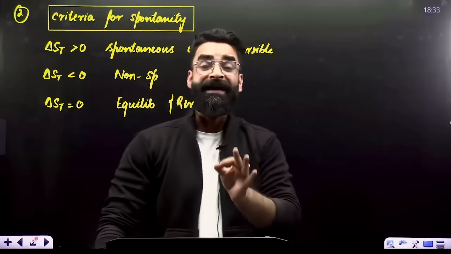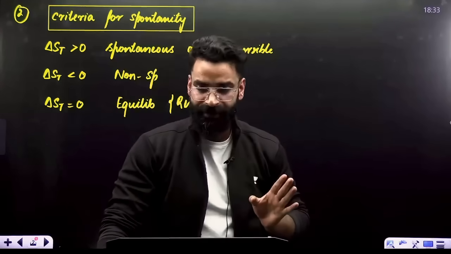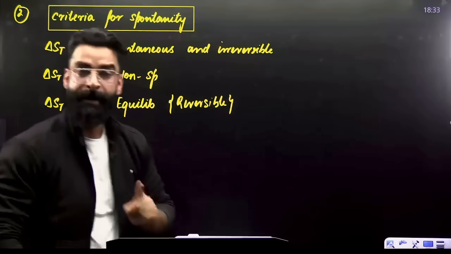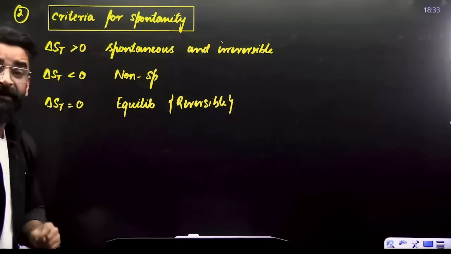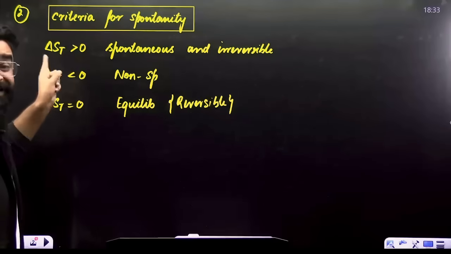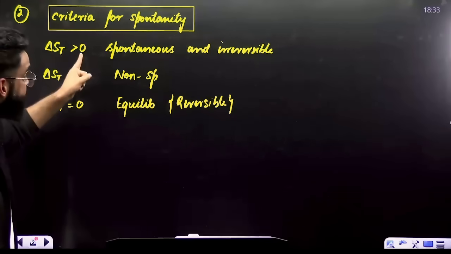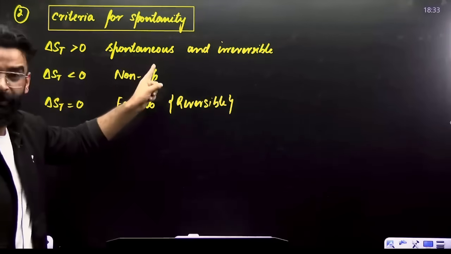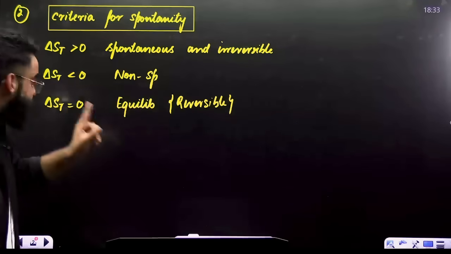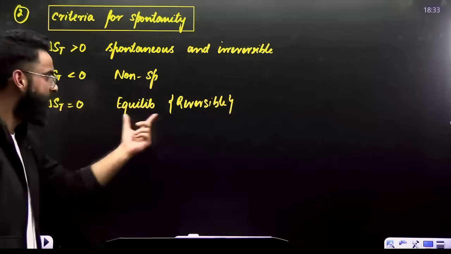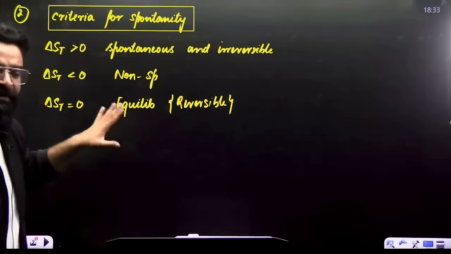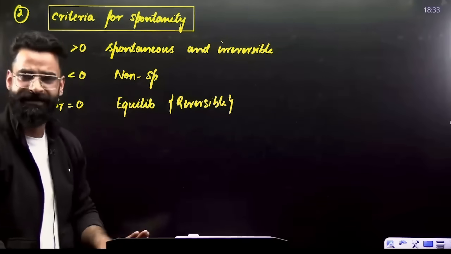If entropy is kept as the criteria for spontaneity, then for the process to be spontaneous, what is the condition? If entropy is the only criteria for spontaneity, then remember, delta S total means delta S universe, it should be greater than 0, then only the process will be spontaneous. If delta S total is less than 0, process is going to be non-spontaneous. If delta S total is equal to 0, we say it's going to be reversible. Okay, this can be directly a statement-based question asked in your NEET 2026 examination.